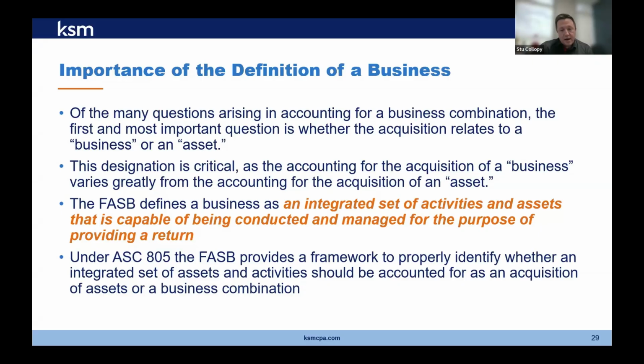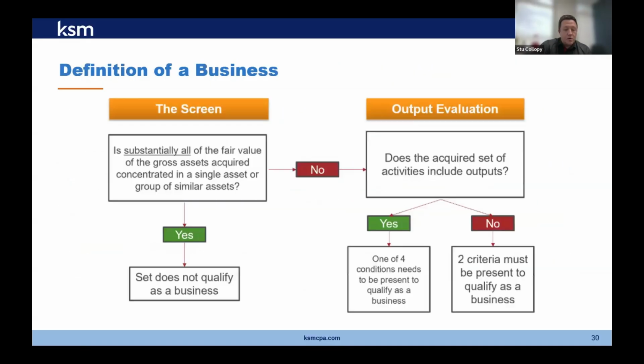So it's a pretty generic definition, but I think the framework that ASC 805 provides, which I'll walk through on this following tab, can really give us a good idea of how to come to that conclusion. And obviously, this definition is very important as the accounting is going to vary significantly between the two. So the framework they use is called the screen test.